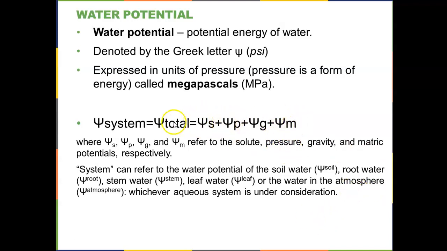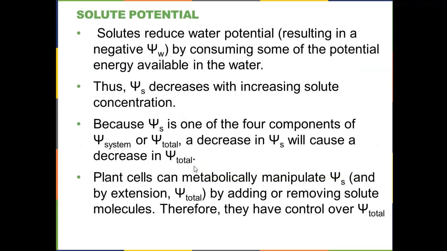So if they're all positive, this number is going to be really big. If two of these are negative and two are positive, we're going to end up with a smaller, intermediate number. And if the two values that are negative are equal to the two values that are positive, we'll end up with a water potential total of 0. So the arithmetic is very straightforward. Okay, so how does this work? Well, the most important one for plants, and the one that they can manipulate the most, is the water potential due to solutes in water.